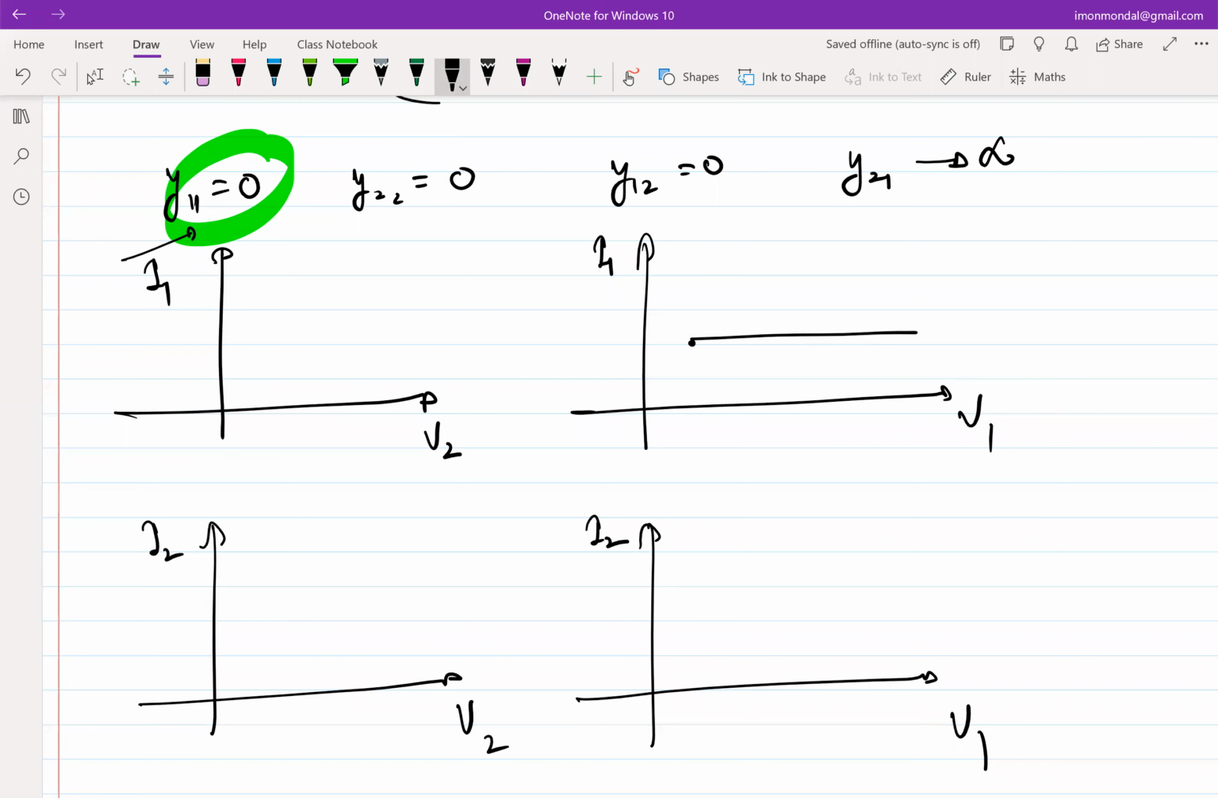Okay, fine. So if this is the case, from Y11 equal to 0, all we could hypothesize is that the characteristic of I1 versus V1 should be flat. Similarly, for I1 versus V2, the characteristic should be flat. Similarly, for I2 versus V2, the characteristic should be flat. But for I2 versus V1, it should be as steep as possible, right? Ideally, it's something like this, right? So this is the wish list.